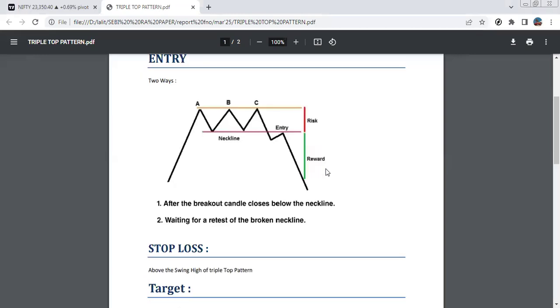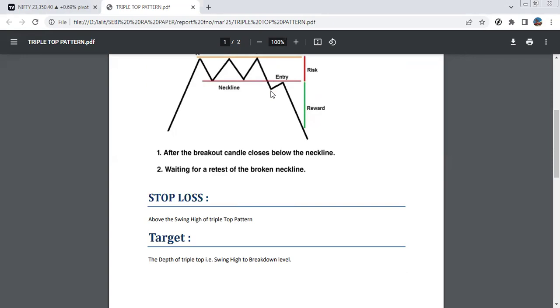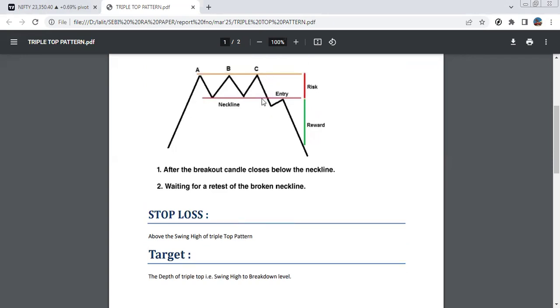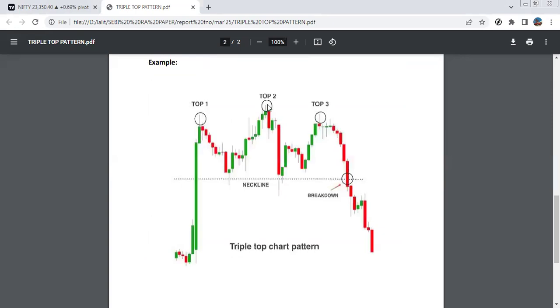So what is the stop loss? The stop loss will be above the swing high of the triple top pattern. Near about this point, 4 or 5 points above this swing high. And for the target, the depth: the difference between this neckline and the swing high, you calculate this distance, add the same here, and you get the target levels. For example, this was top 1, top 2, top 3. This is the neckline. This was a breakdown. One can either wait for a retest or short here also for this pattern.